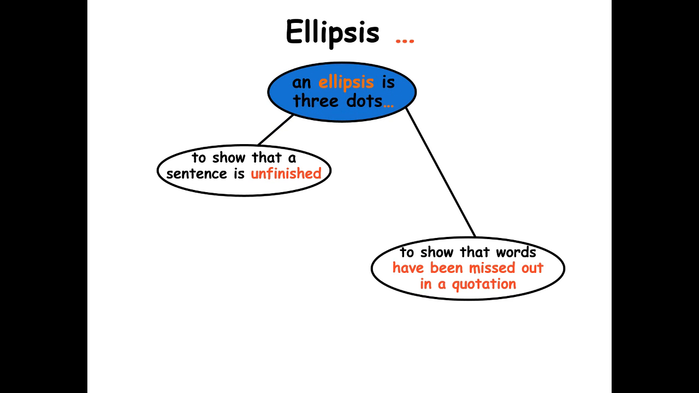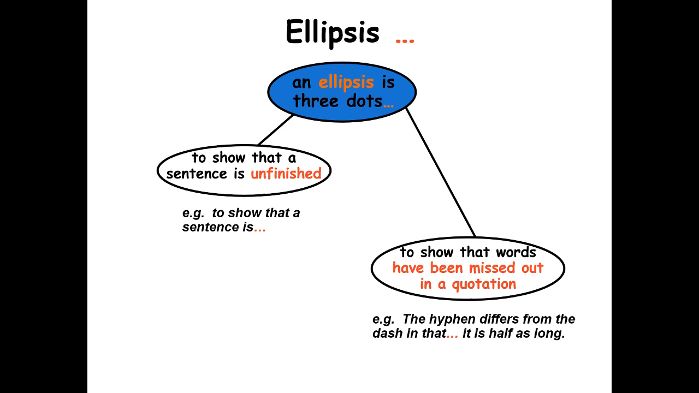Ellipses. An ellipsis is three dots. To show that a sentence is unfinished, etc., we use etc. and three dots sometimes. Also to show that words have been missed out in a quotation. To show that a sentence is unfinished, there you can see three dots.